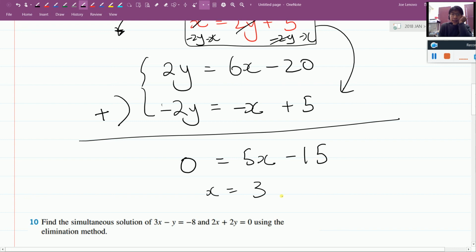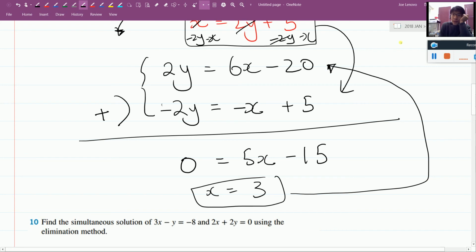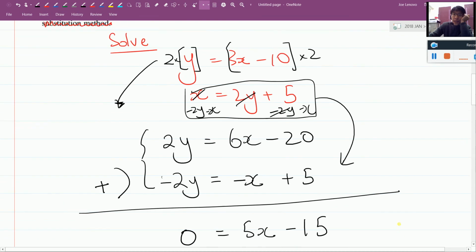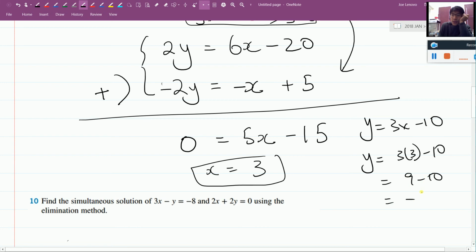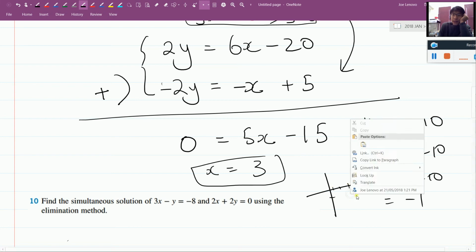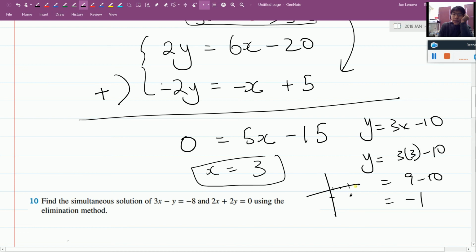When x equals 3, I can substitute back into the first equation, or even further up. Look at that, 3x minus 10. So y equals 3 times 3 minus 10, which is 9 minus 10, which equals negative 1. Our answer, the point where they meet one another, is (3, -1). That point is where they meet one another.